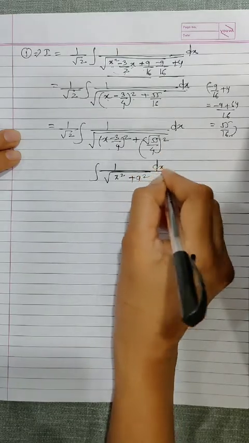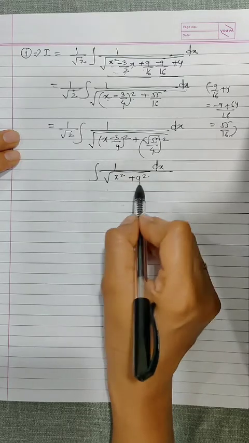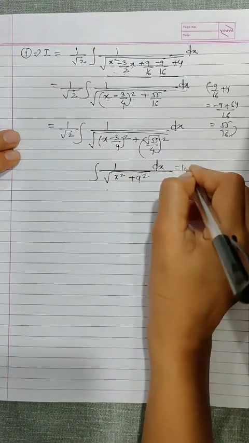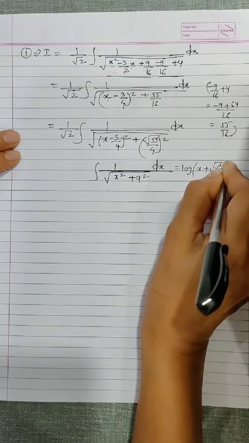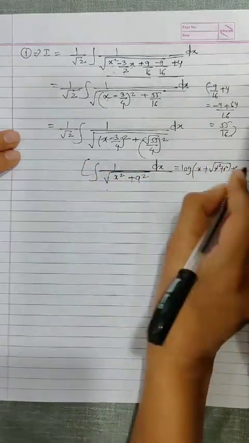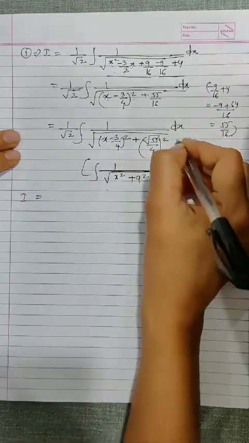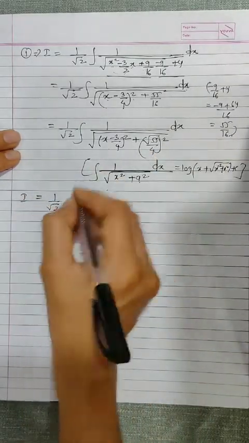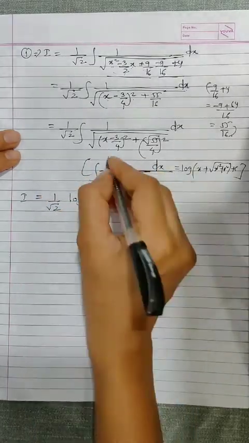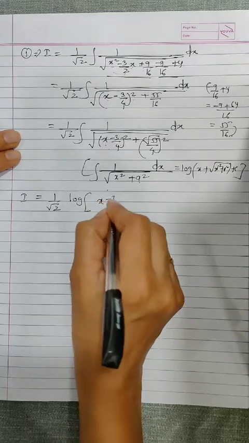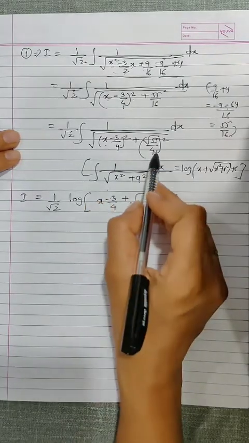So we have to apply the formula for the integration of 1 upon under root x square plus a square dx. We know that it is equal to log of x plus under root x square plus a square, plus c. So we have to apply this special integral. So it is equal to 1 by root 2. Now apply integration here. Log of x, what is x here? x minus 3 by 4 plus under root of x square plus a square.